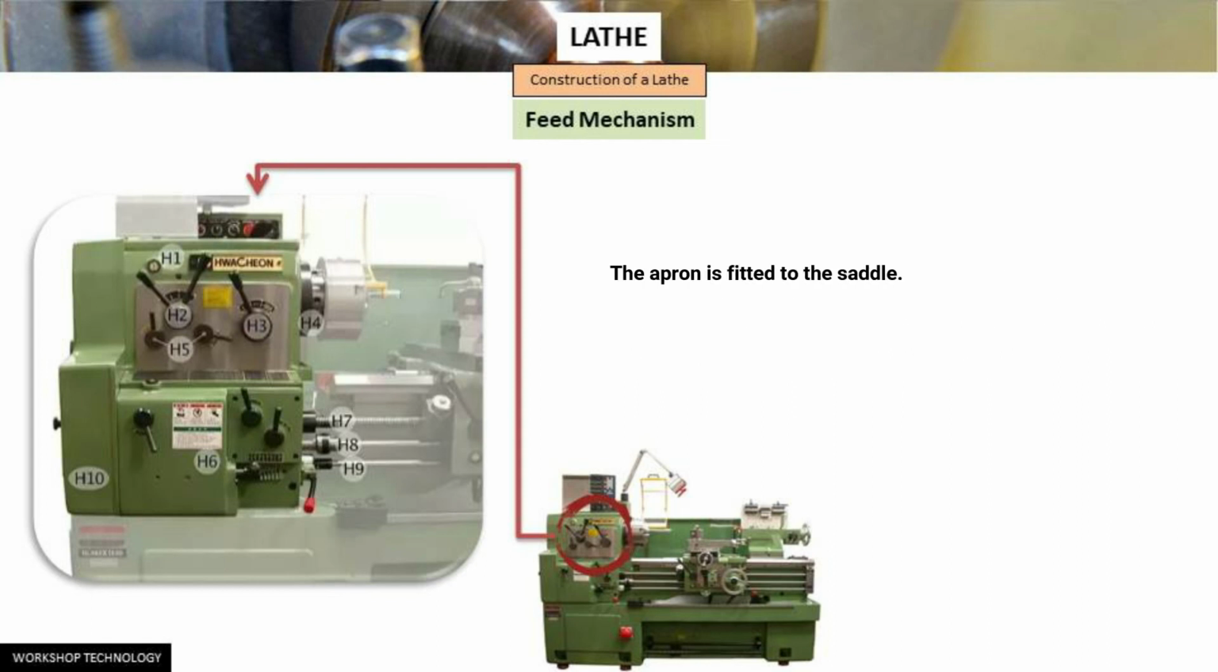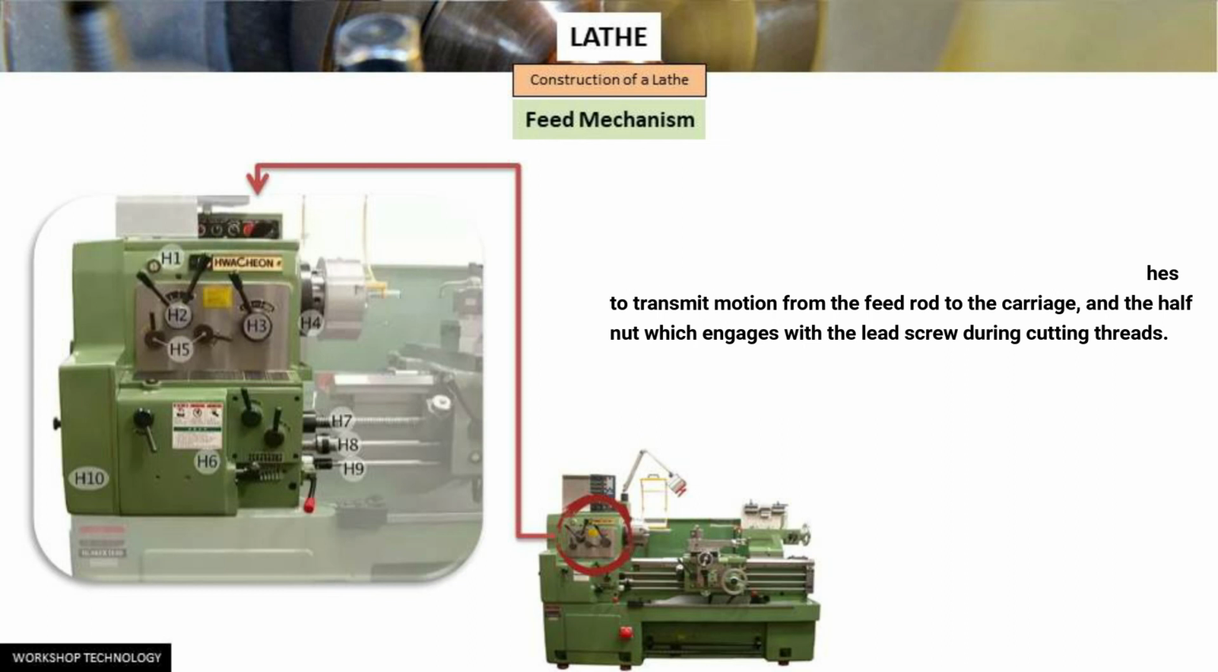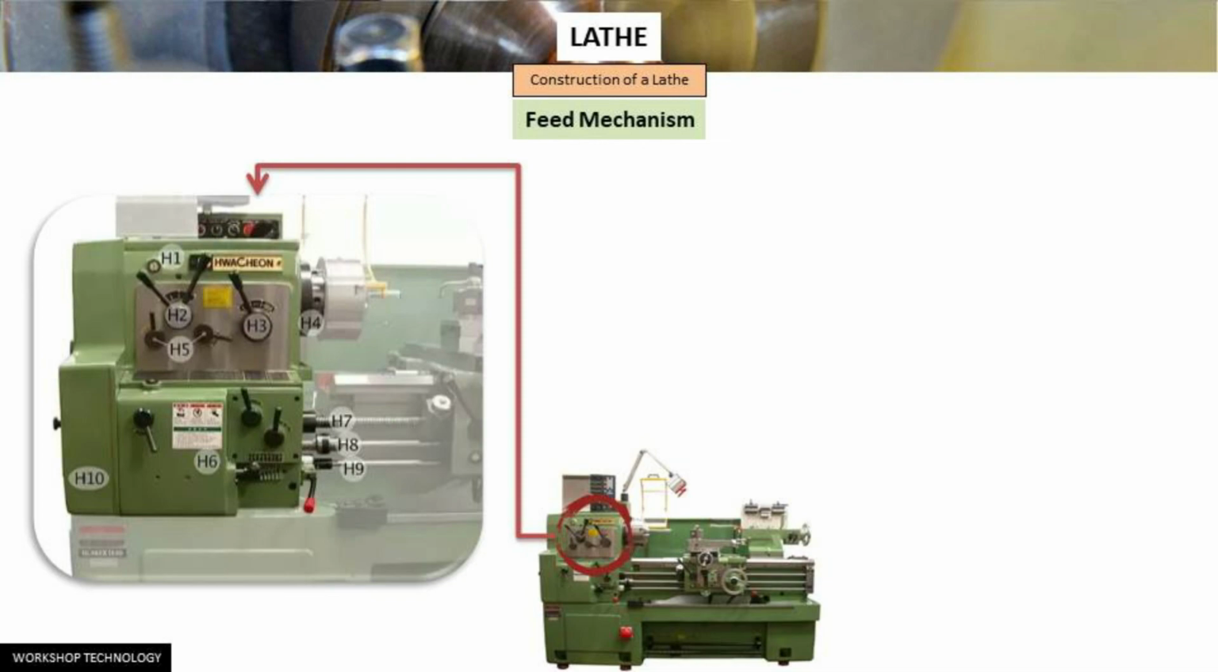The apron is fitted to the saddle. It contains gears and clutches to transmit motion from the feed rod to the carriage, and the half nut which engages with the lead screw during cutting threads.